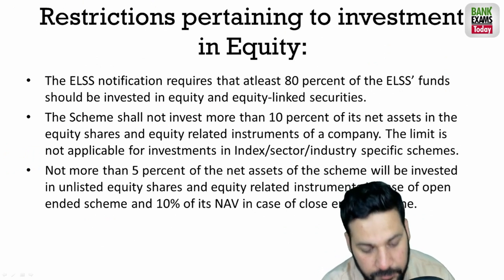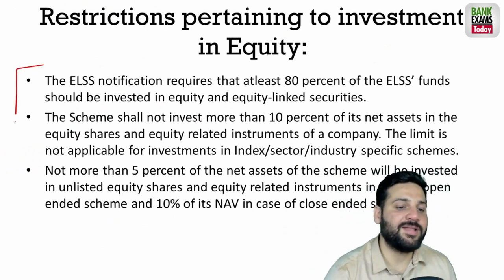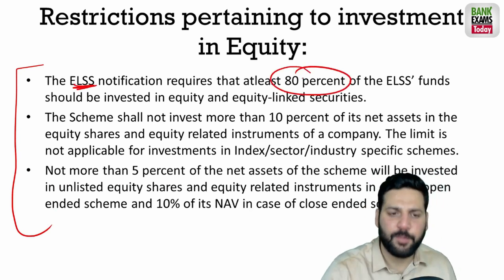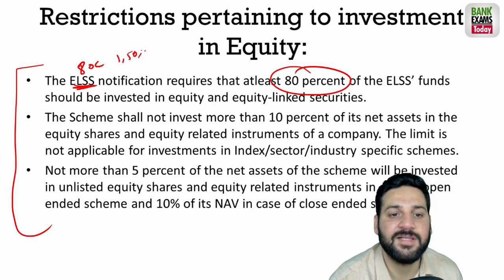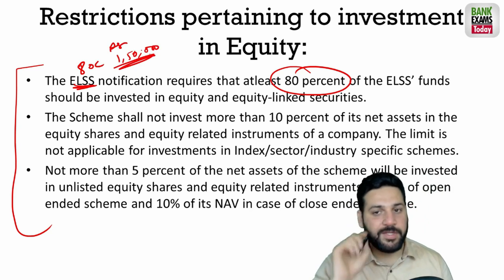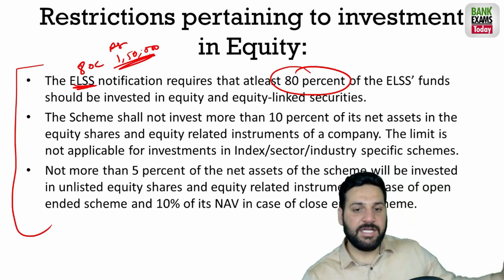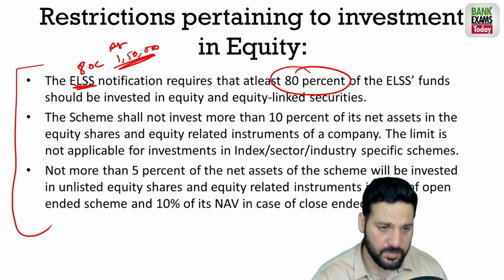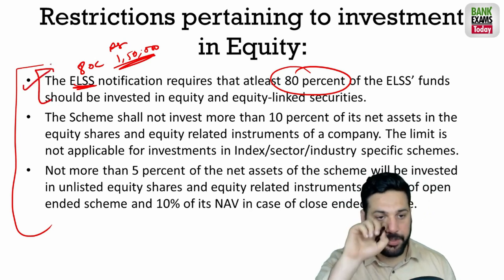Okay. Restrictions pertaining to investment in equity. See, students, that's quite common. Agar ELSS mein investment, that's really common and a very popular question. So ELSS wala, jisme 1,50,000 ka rebate milta hai, tax exemption milta hai. In the equity linked savings scheme, 80% of the funds should be invested in the equity or the equity linked securities. Okay. 80%, very important.